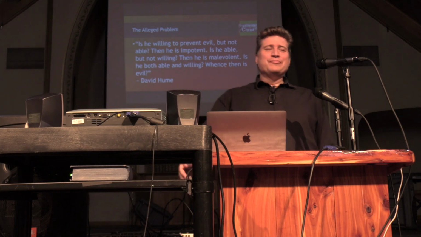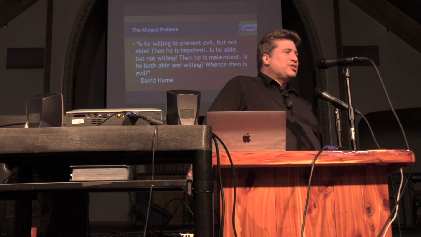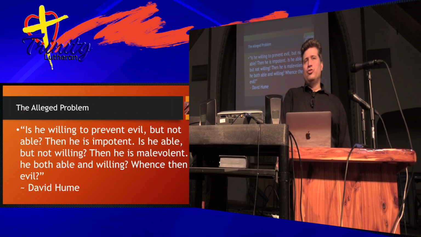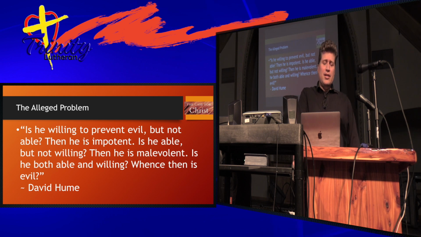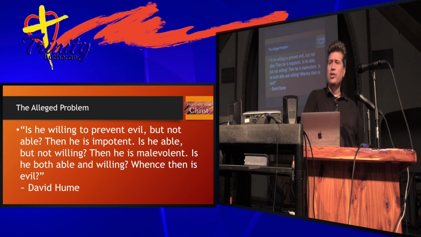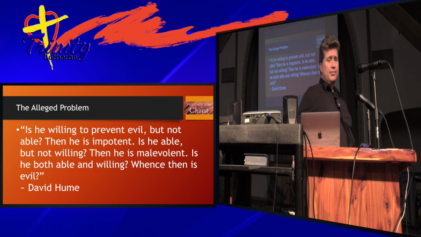All right. So first of all, let's define what the problem of evil is. And remember David Hume, we talked about him before as an atheistic philosopher. Here's how he captured it. He said, referring to God, is he willing to prevent evil but not able? Then he is impotent. Is he able but not willing? Then he is malevolent. Is he both able and willing?